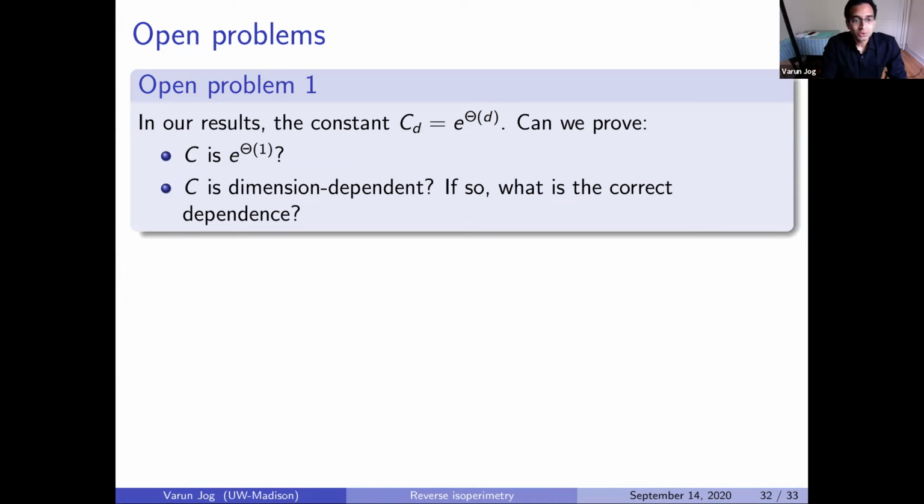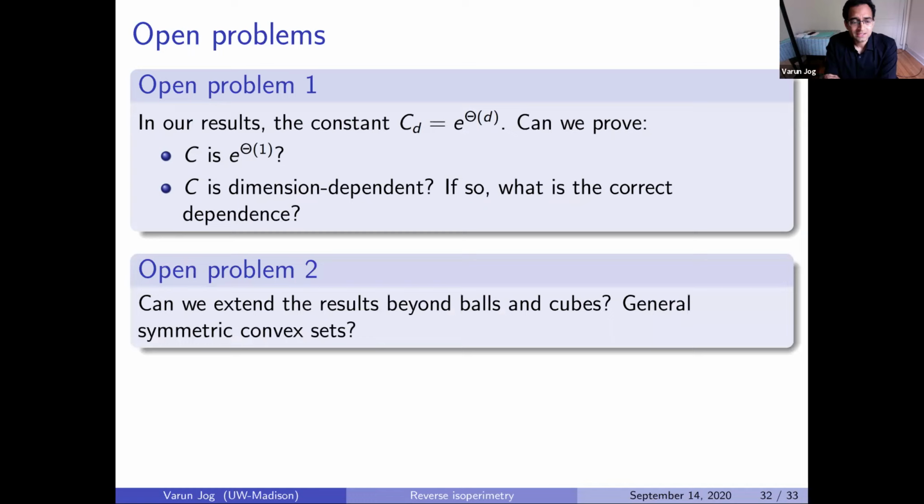Of course, to show it is dimension dependent, one would have to come up with an example where you can show that, let's say, the Gaussian surface area is increasing with the dimension, and what is the correct dependence on the dimension. So I don't quite know the answers to either of these questions.